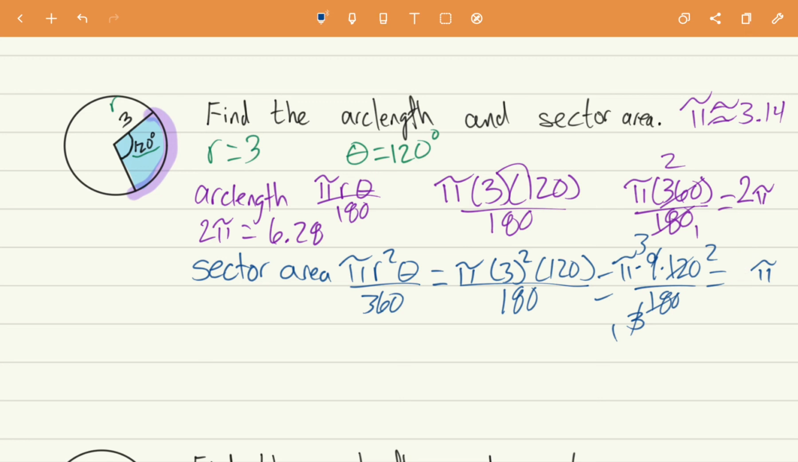I lied. That would be 6 pi, because 3 times 2. So we get pi times 3 times 2, which is 6 pi. And honestly, we can just leave it like that for now. So our sector area is 6 pi. So we have our arc length and our sector area, and we are done.